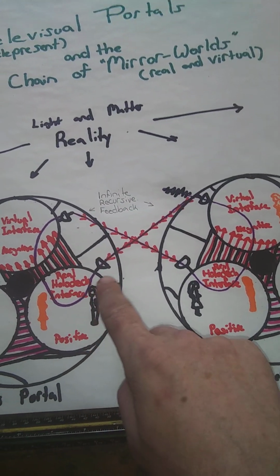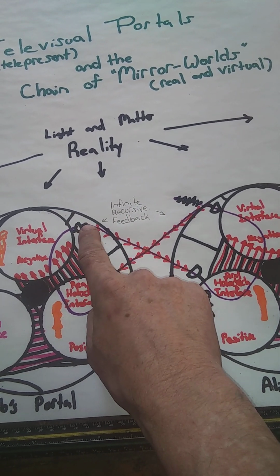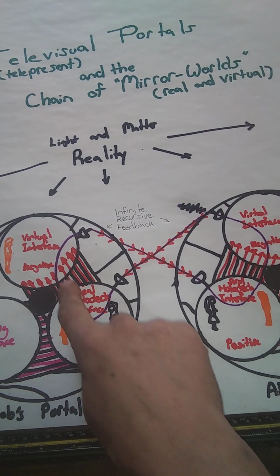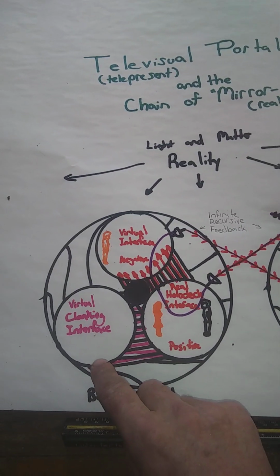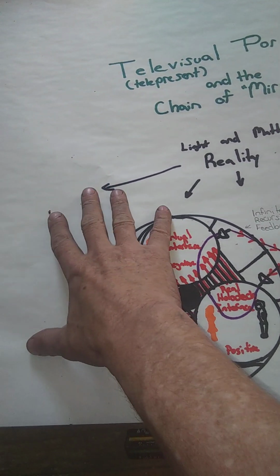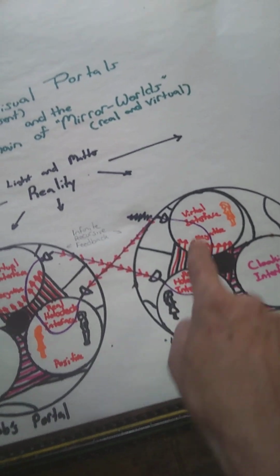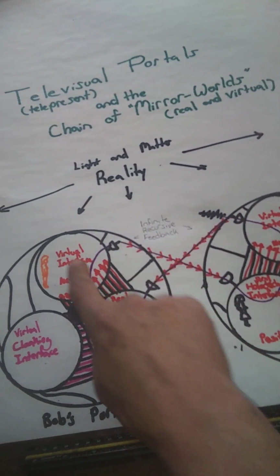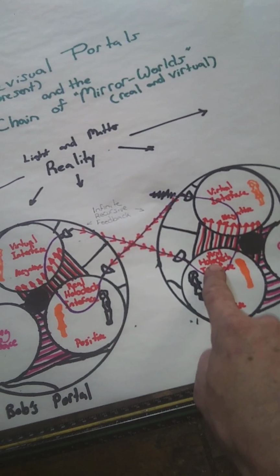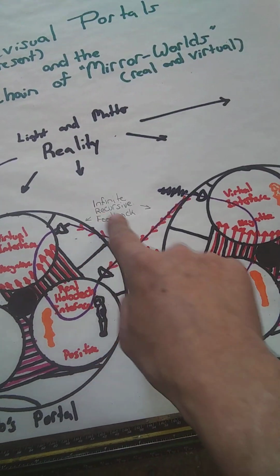And so these are supposed to be receivers. These are emitters. They emit. But the two things about this, the mirror worlds, they go from real world to virtual to real to virtual to real to virtual, and then it follows this infinite recursive pattern.